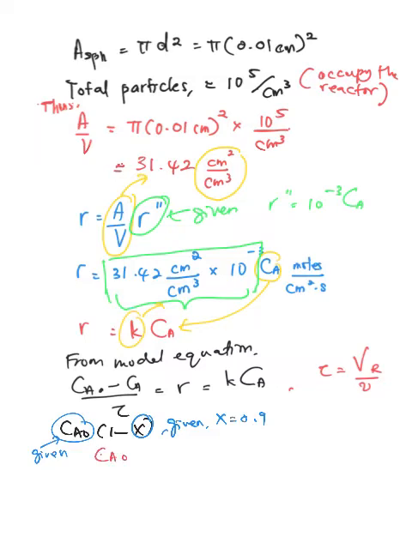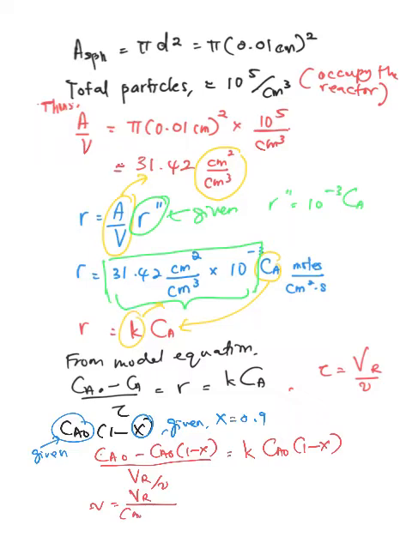Then you can rearrange the model equation. So CA naught minus CA naught times 1 minus X, per volume of reactor divided by volumetric flow rate, equals K CA naught times 1 minus X. Then rearrange, and you will get the volumetric flow rate equal to VR per CA naught minus CA naught times 1 minus X, multiplied by K CA naught times 1 minus X. Then you will get the volumetric flow rate value.